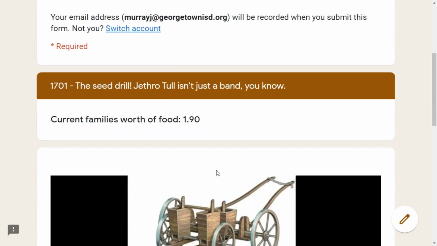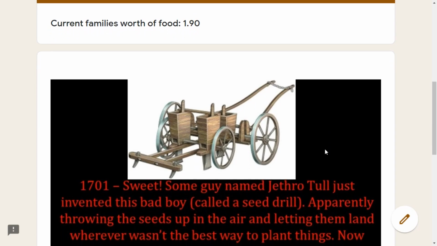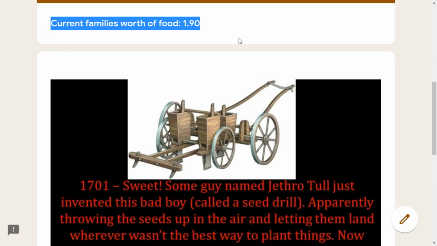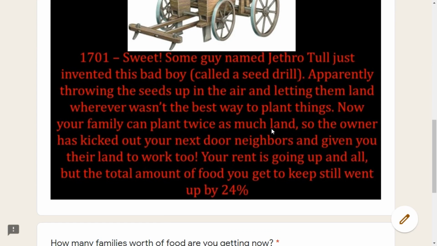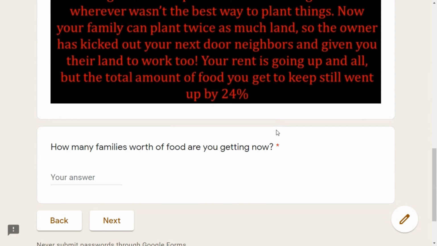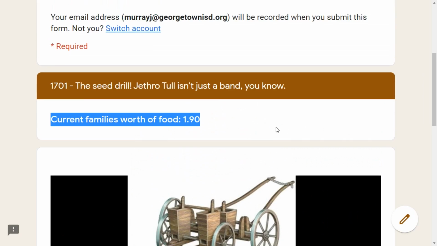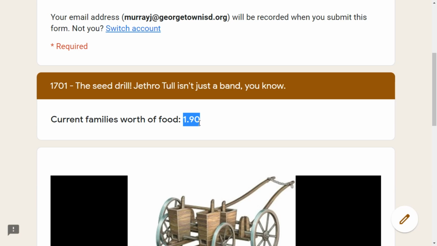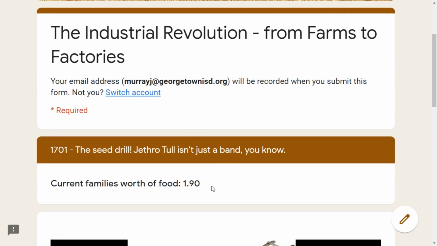This assignment continues here, and now you're on your own. It'll always remind you of the current family's worth of food. It'll tell you the story of what's happening and why. You do some math, and as you can see, we are already at nearly two families worth of food that we get to keep. This is already a huge change.